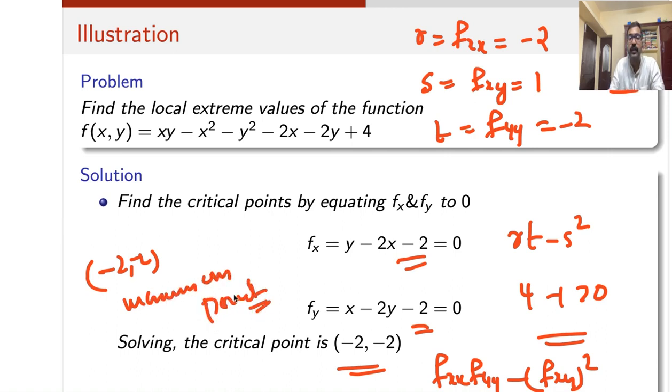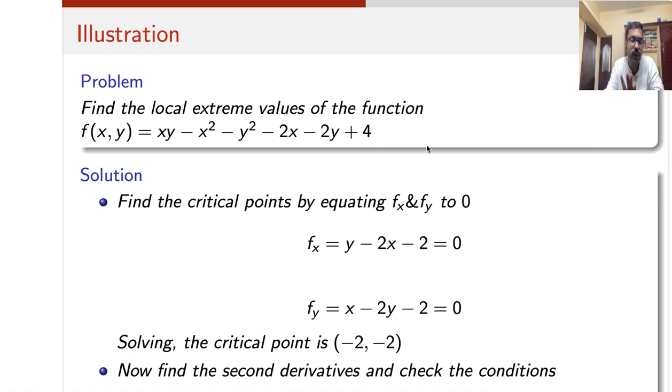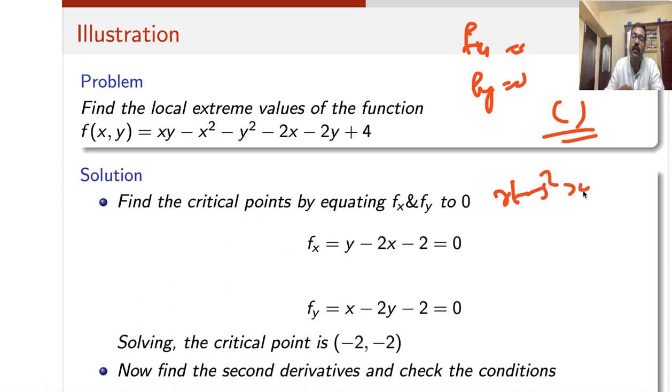Now you can also find the maximum value of f of xy by substituting this minus 2 into this function. I hope it is clear how to find the maxima and minima of a function. We'll do some more examples. In the first step, you find the critical points by equating fx and fy to 0. You'll get some points. Then you check whether rt minus s square is greater than 0. If it is greater than 0, you will get a maximum or minimum point. If it is less than 0, you will get saddle points. In the question they will ask you to locate the maximum, minimum, saddle points, etc.